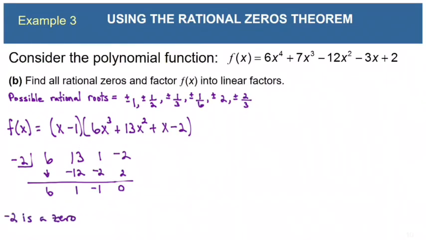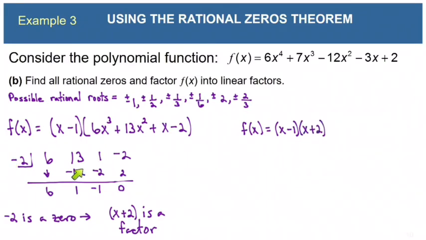So now I have my polynomial factored into x minus 1 times x plus 2 times 6x squared plus x minus 1. Now undoubtedly there are two more zeros in this quadratic polynomial, and possibly those two zeros are in this list, but I don't want to have to do any more synthetic division. Now that we've gotten this down to a quadratic factor, it's small enough that we can factor it ourselves using the reverse FOIL process that you already know so well.